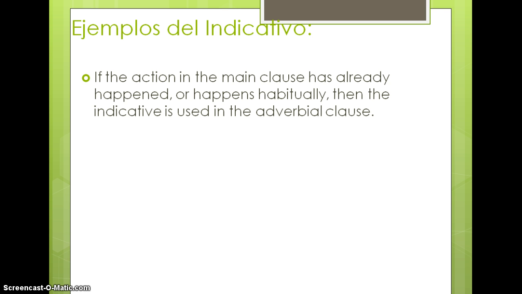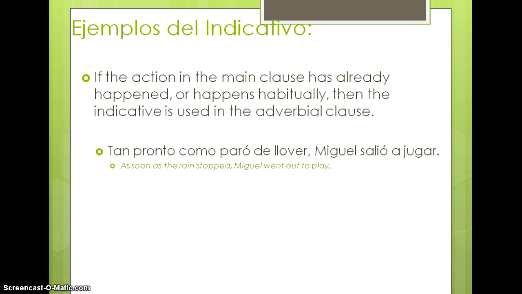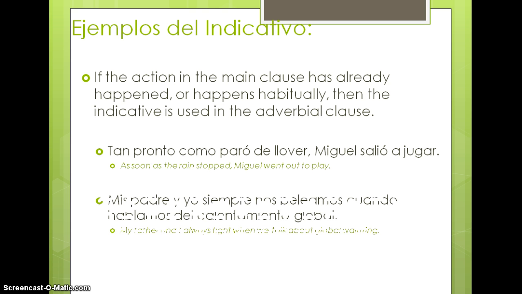Ahora, ejemplos del indicativo. Now, if the action in the main clause has already happened or happens habitually, then we use the indicative after these conjunctions of time or concession in the adverbial clause. Tan pronto como paró de llover, Miguel salió a jugar. Mi padre y yo siempre nos peleamos cuando hablamos del calentamiento global.